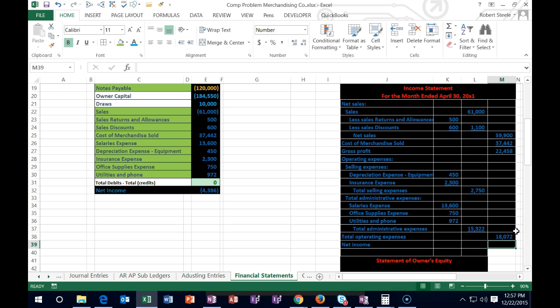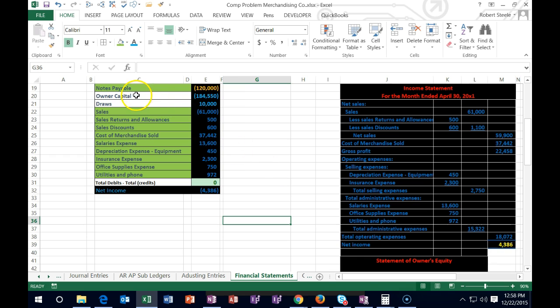Minus all the other expenses, which in this case is that 1872. So we're going to say this equals the gross profit less the 1872, and enter. That shows us 4386, which should tie out to this number. We can easily verify that by highlighting all of the income statement accounts and know that the bottom line should add up to that number.